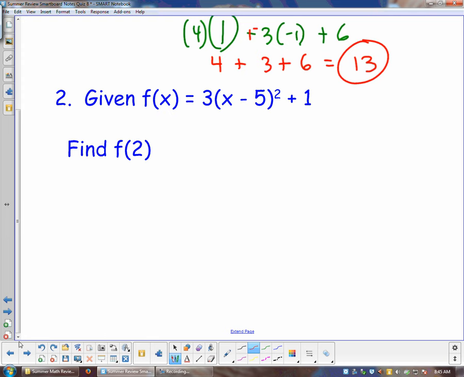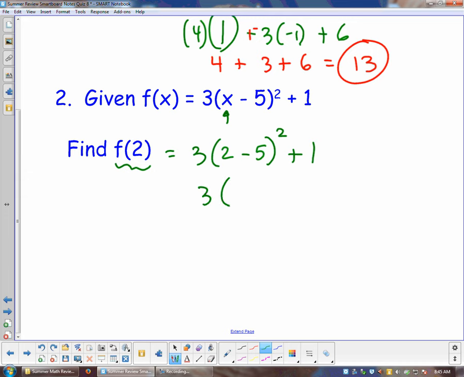For example 2, f of x equals 3 times the quantity x minus 5 quantity squared plus 1. If we want to find the value of this function when x equals 2, we write that f of 2. And that means we're going to plug in 2 right here for that x. So I get 3 times 2 minus 5 quantity squared plus 1.